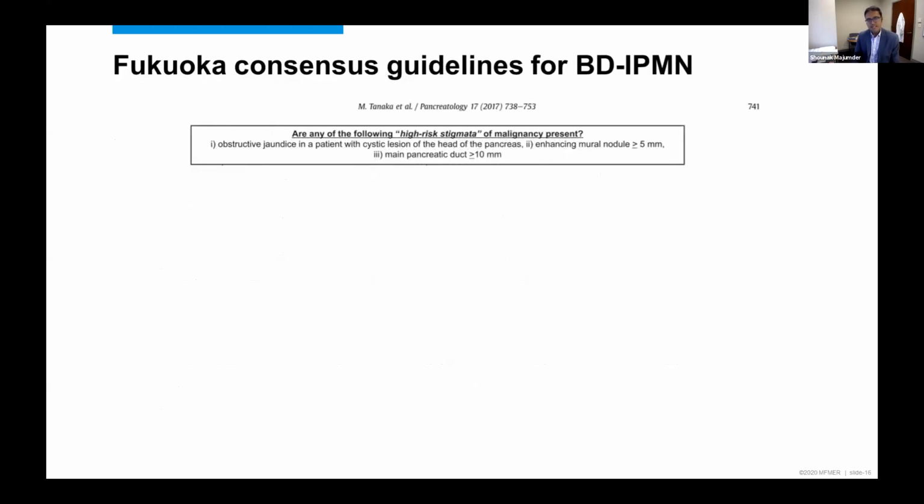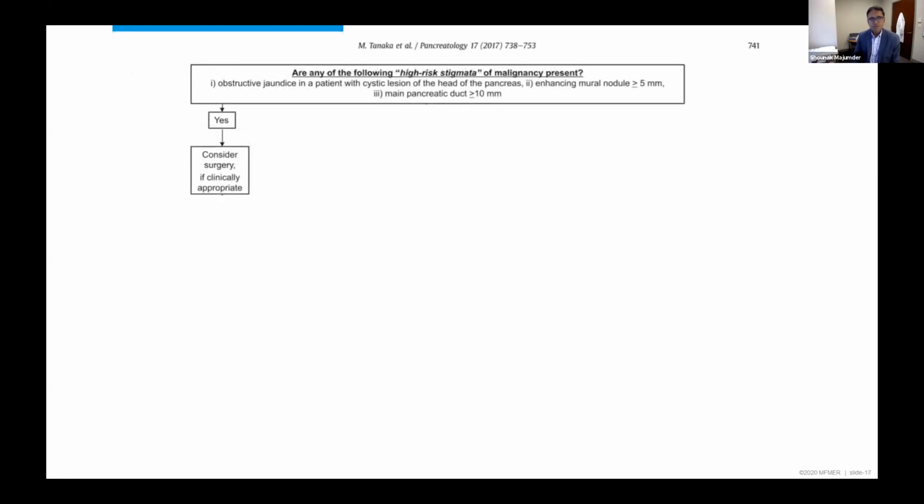So these consensus guidelines were last published in 2017. And the first question that is asked is, are there any high-risk stigmata? And the high-risk stigmata include jaundice, the presence of an enhancing mural nodule, and main duct dilation more than 10 millimeters. If any of these are present in an individual, then the recommendation is to consider surgery if clinically appropriate.